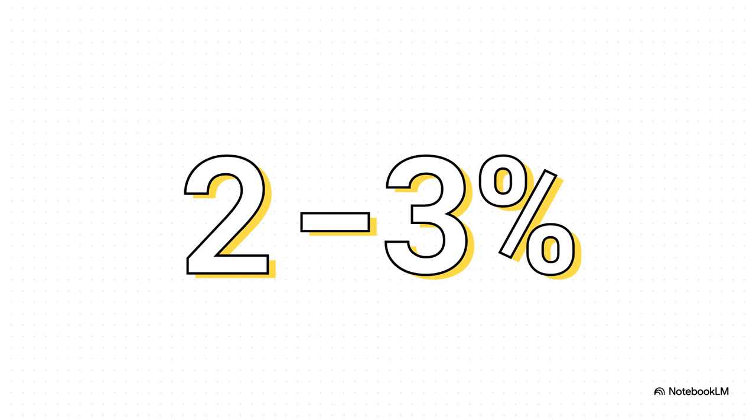First off, let's just ground ourselves in how common this is. Parkinson's is not some rare, obscure disorder. We're talking about a condition that affects a significant 2 to 3% of the population by the time they hit their 80s. That makes it one of the most common neurodegenerative conditions you'll encounter in medicine.